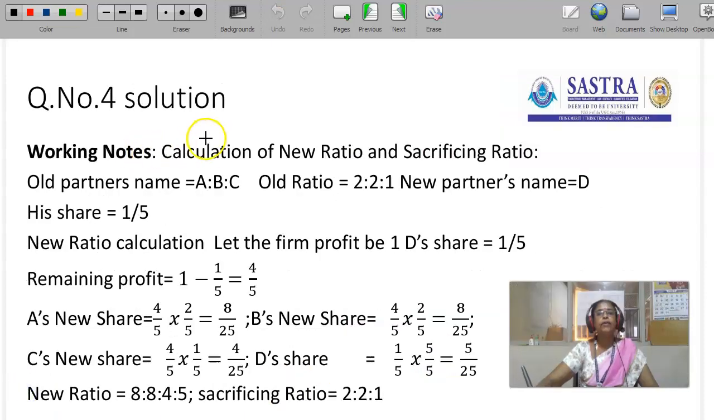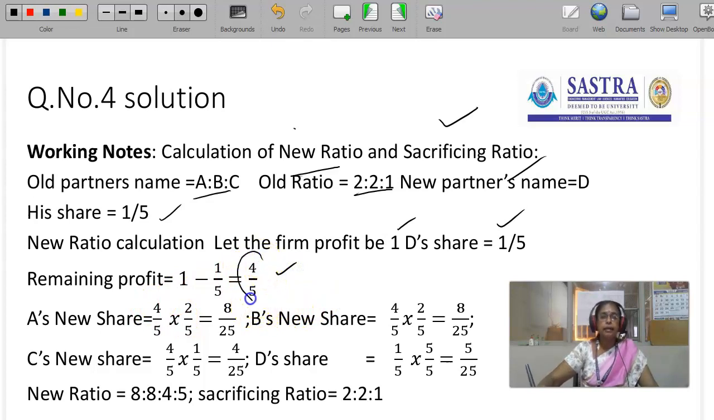This is the working note for calculating the new ratio and sacrificing ratio. Old partners are A, B, C. Old ratio is 2:2:1. New partner is D. His share is 1/5. New ratio calculation. Let the firm profit be 1, because the sacrifice made by the partners is not given. D's share is 1/5, so the remaining profit is 1 minus 1/5, that is 4/5. The concept behind this is that the remaining profit should be shared between the old partners in the old ratio.